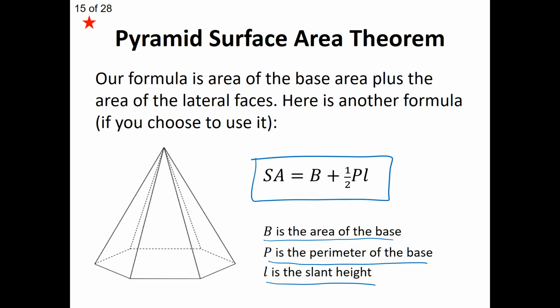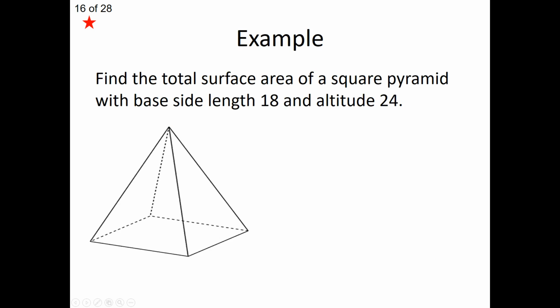And with all three of those pieces of information, we can actually find the total surface area of a pyramid. Let's take a look at an example of using this surface area formula to find the surface area of a pyramid. Now, again, one assumption you can make about the bases of all the pyramids we'll be investigating is that the bases are all regular, meaning all sides are equal, all angles are equal.